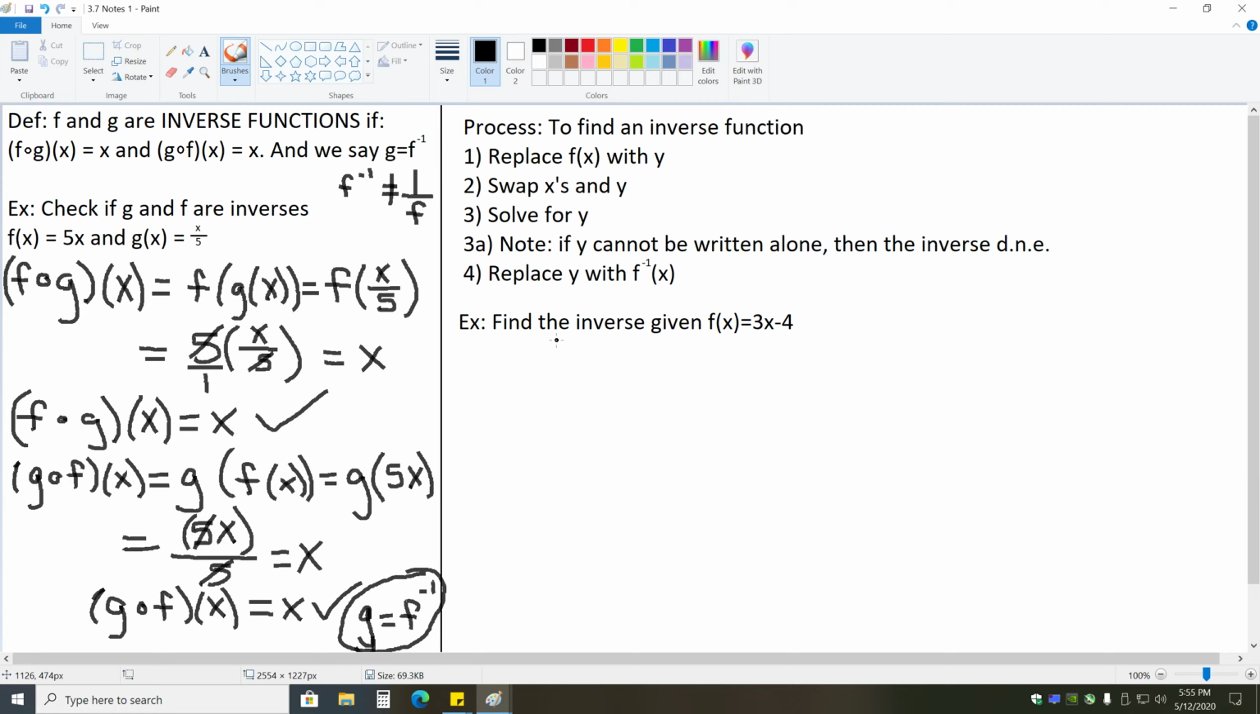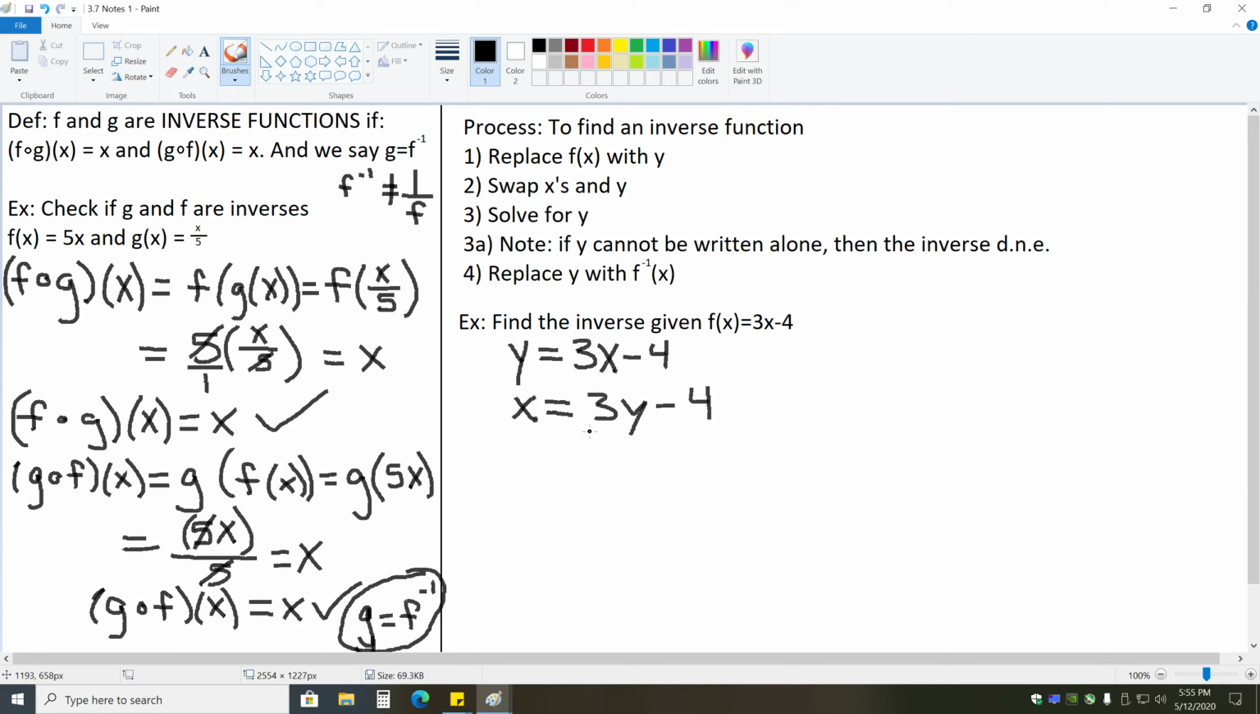So let's go ahead and try that for this example. We want to find the inverse given f of x equals 3x minus 4. The first thing we're going to do is replace f of x with y. So we have y equals 3x minus 4. We will now swap all x's and y's. So we get x equals 3y minus 4.